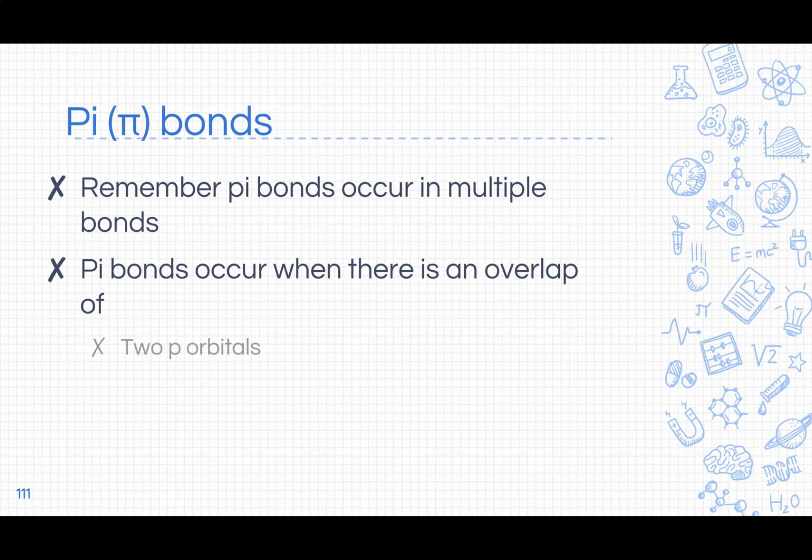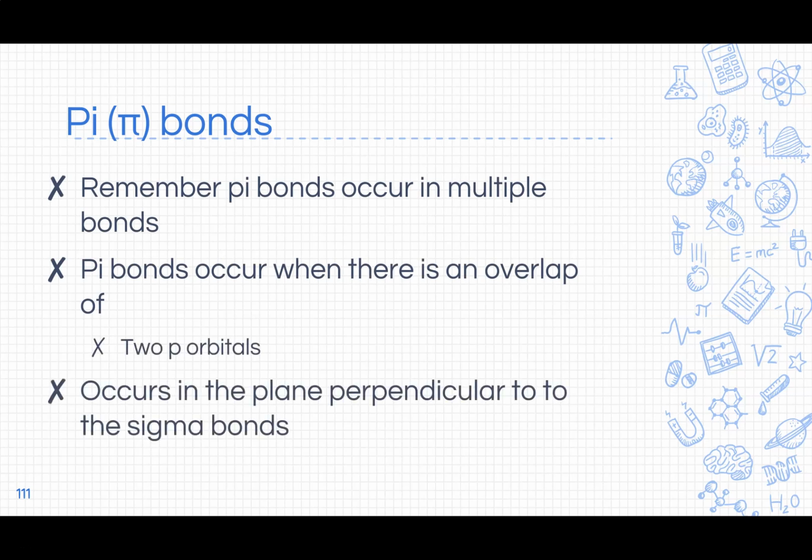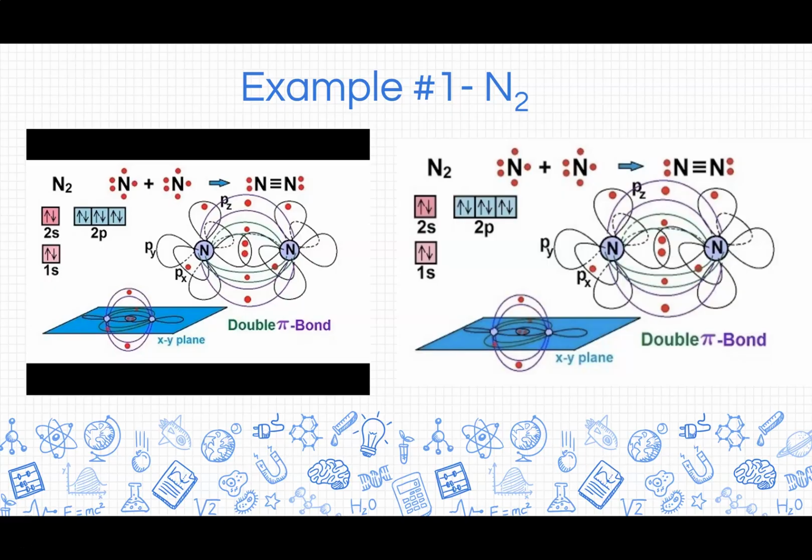So pi bonds occur when there's an overlap of two p orbitals, and it's always perpendicular. So here's an example. It's an N2 molecule. Now, if you are like me, I was really struggling to understand this drawing right over here. I understand that nitrogen is 1s2, 2s2, 2p6, but I can't figure out what's happening here, right? So here's a quick video that explains it a little bit. Let's go ahead and take a look.